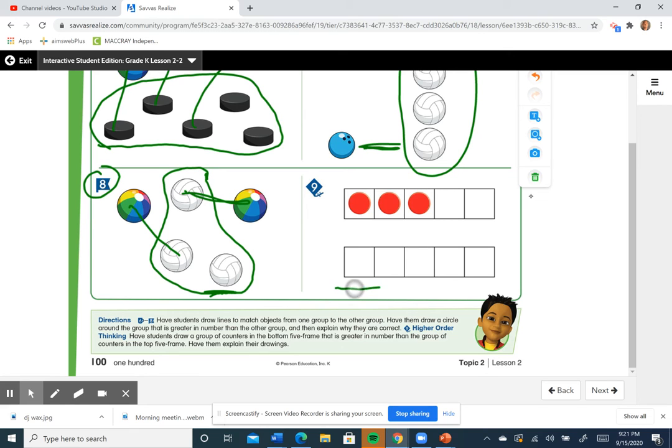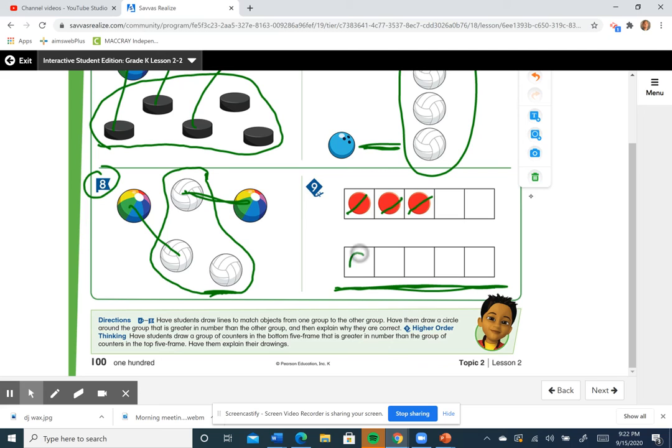So this is our 5 frame, and we need to draw counters that are going to be greater than this many. So how many counters do we have up here? How many red counters do we have? Should we count? All right, ready, set, go. 1, 2, 3. We have 3 counters up top on the top 5 frame. So that means that we need to have more than 3 counters on our bottom one. So we need a greater number or a greater amount, and that greater means more.